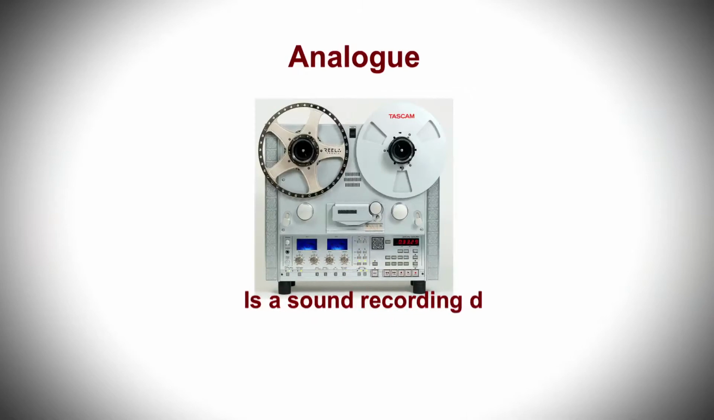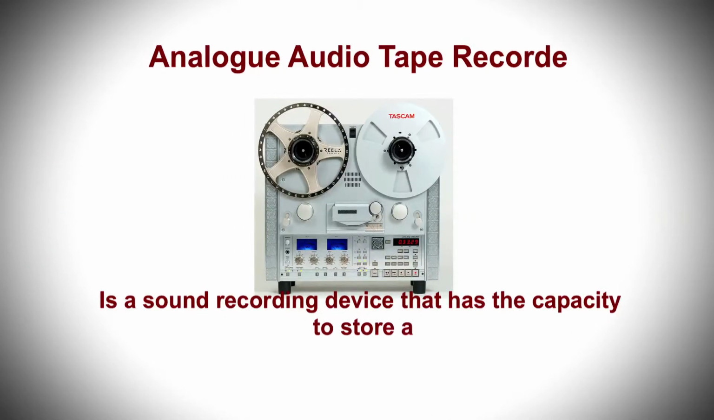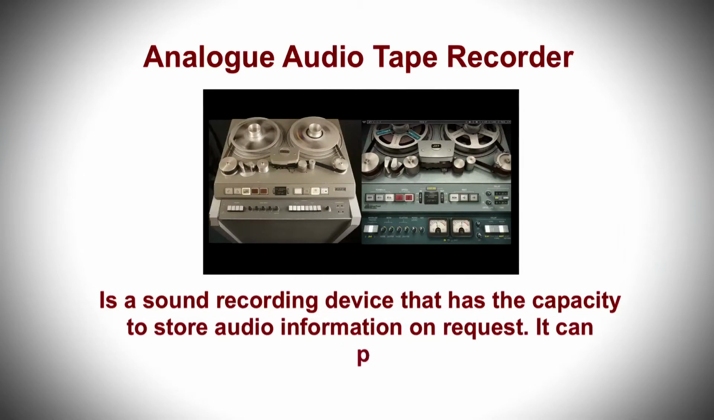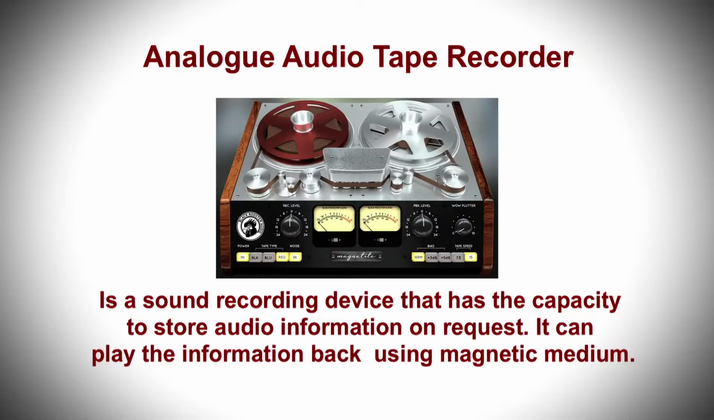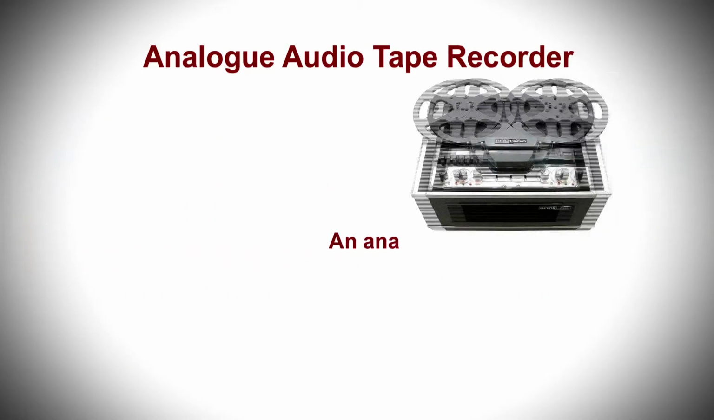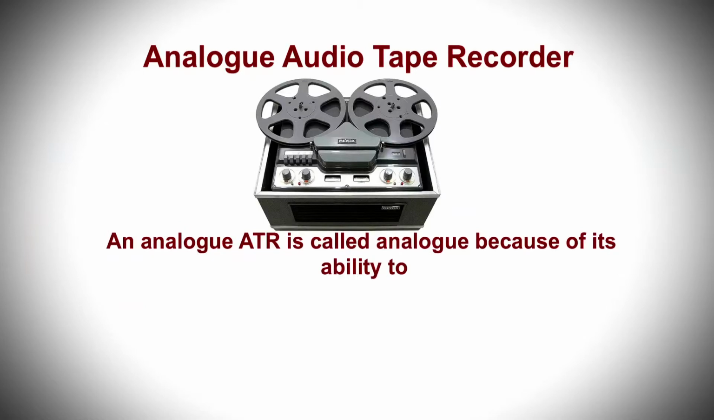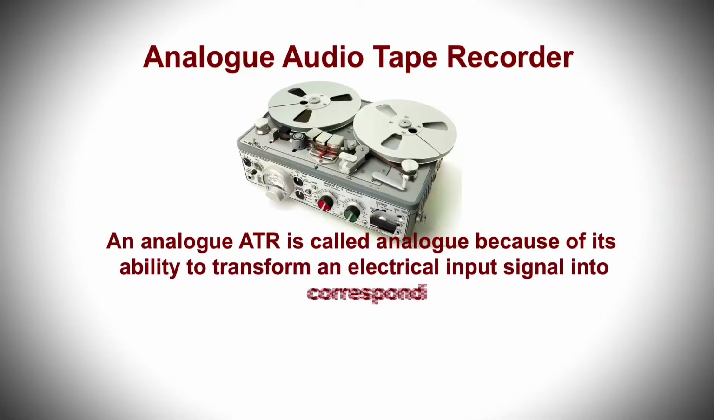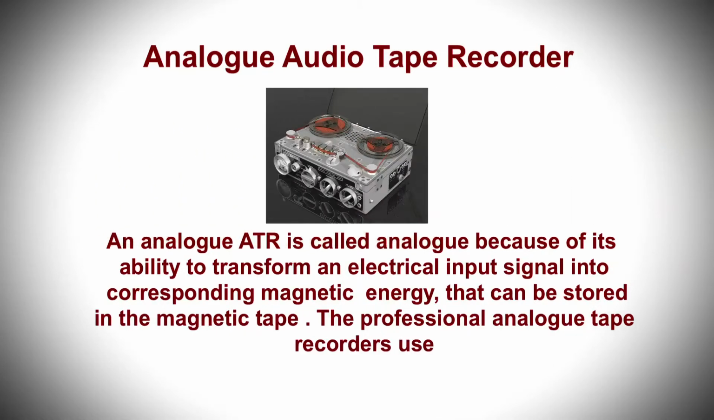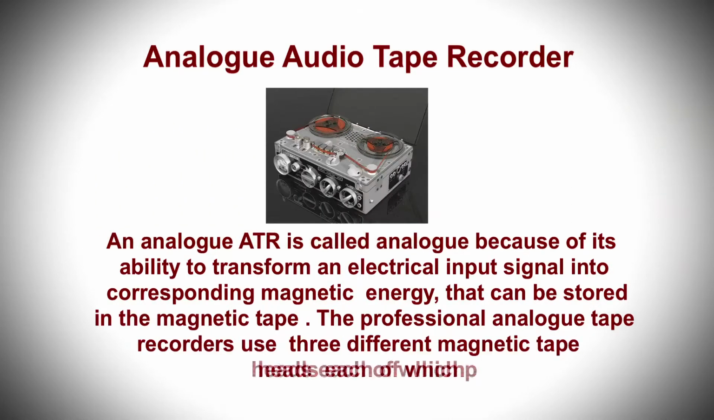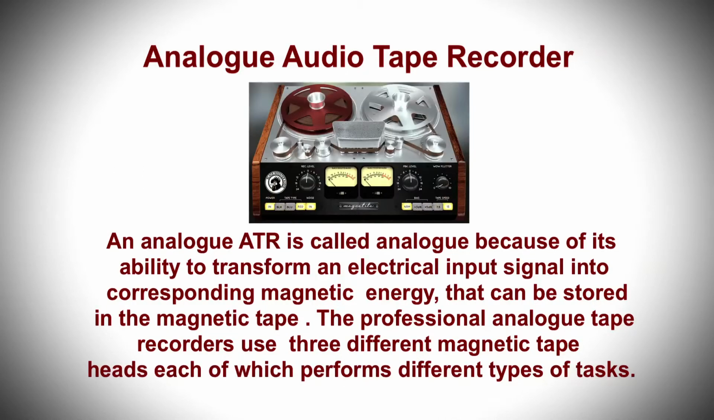The analog audio tape recorder is a sound recording device that has the capacity to store audio information on request. It may play this information back using a magnetic medium. An analog ATR is called analog because of its ability to transform an electrical input signal into corresponding magnetic energy that can be stored in the magnetic tape. The professional analog tape recorder uses three different magnetic tape heads, each of which performs different types of tasks.